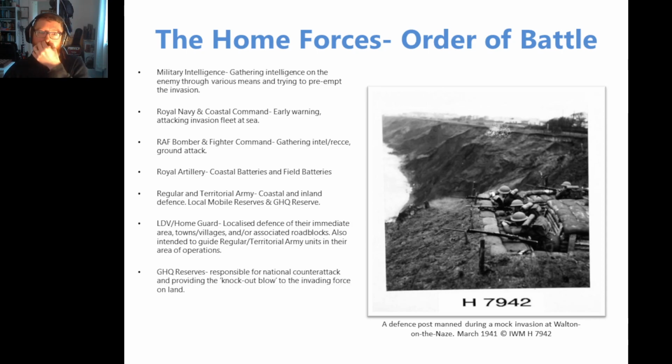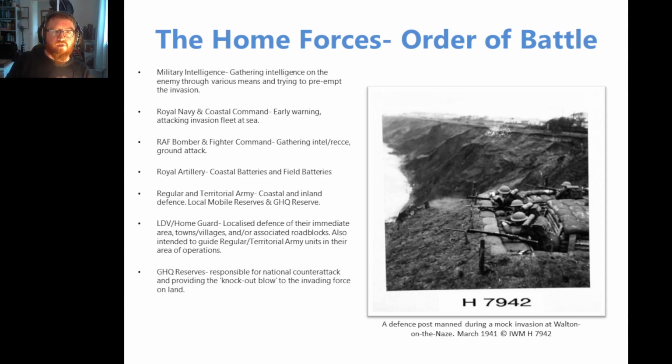So coming back to the General Headquarters Reserve, it's often stated that the Home Guard were the final line of defence. They weren't. They were by no means the final line of defence. The General Headquarters Reserve was. So the GHQ Reserve was a body of territorial and mainly regular army units, in particular some of the better equipped ones, especially in 1940, that were held back inland.